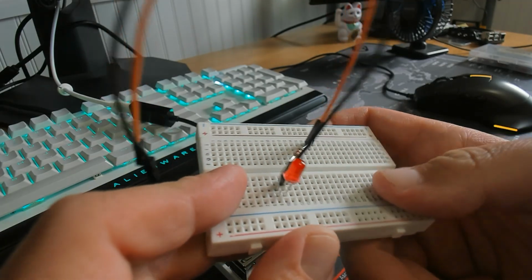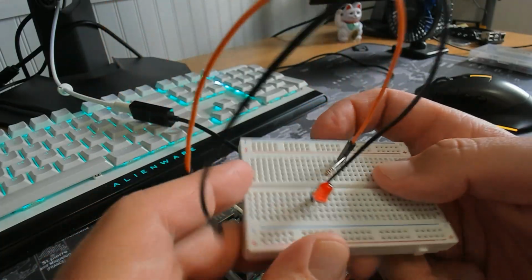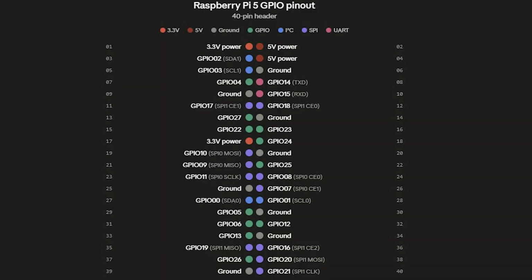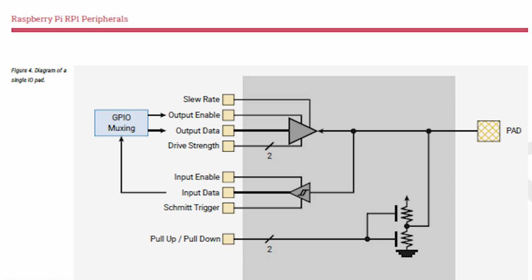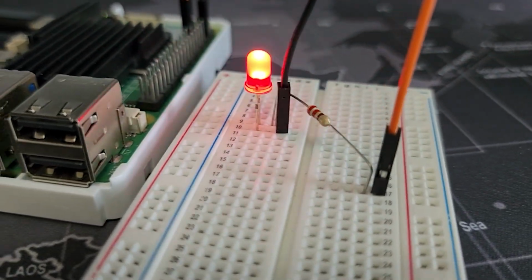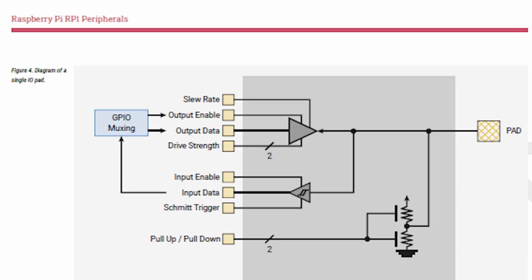The first thing I'm going to do is put together a simple LED circuit to connect to my Raspberry Pi header. Here's a pinout of the Raspberry Pi 5 with some of the functionalities on each pin. And here's a numbered diagram of the 40-pin header. This diagram shows what's happening inside the Raspberry Pi's GPIO pin. It's not the external circuit, but it's the internal electronics that control how the pin sends and receives signals.